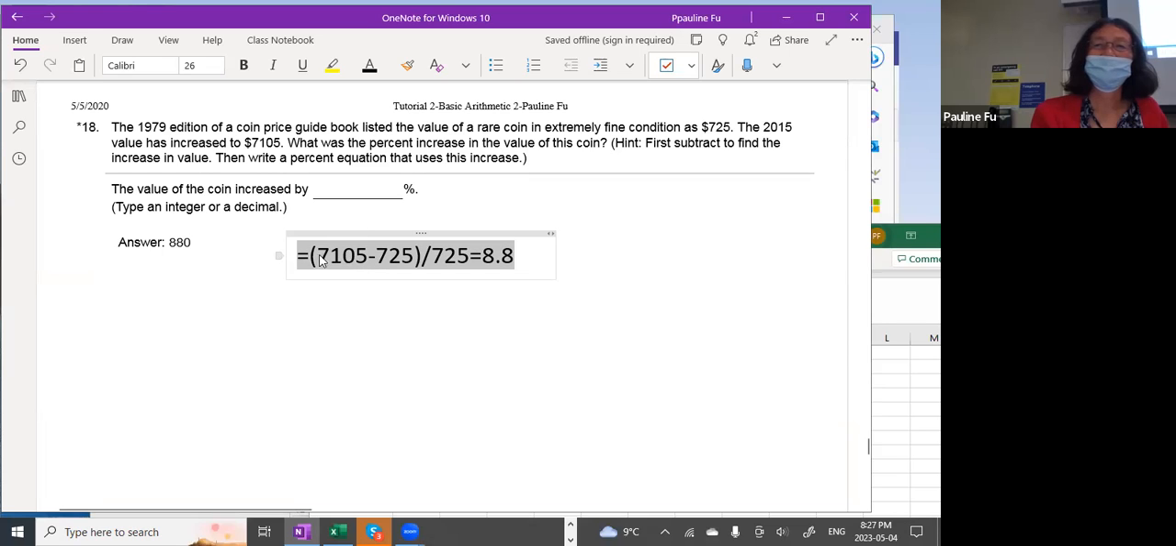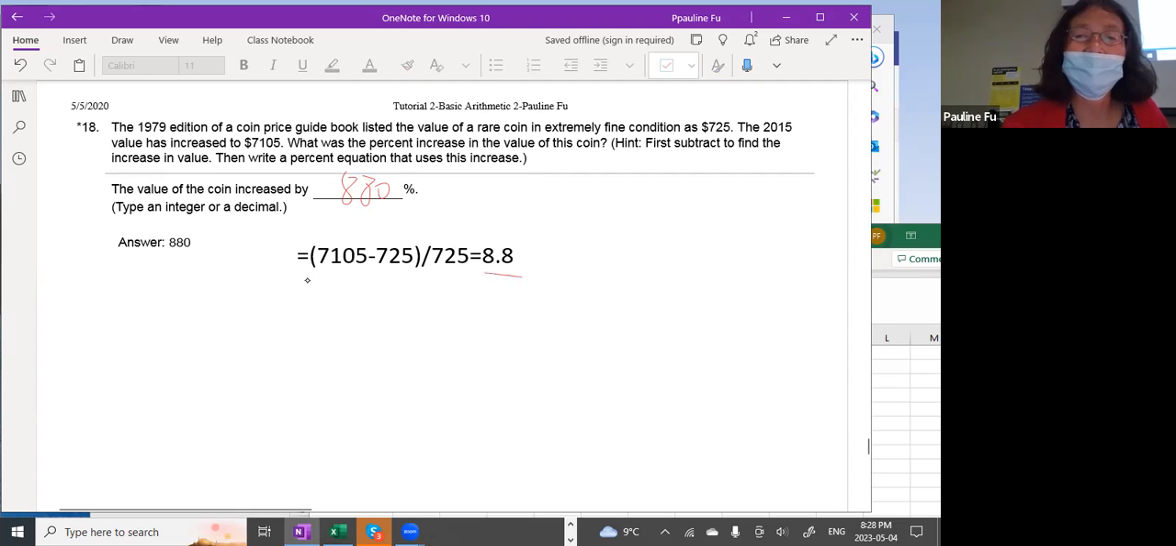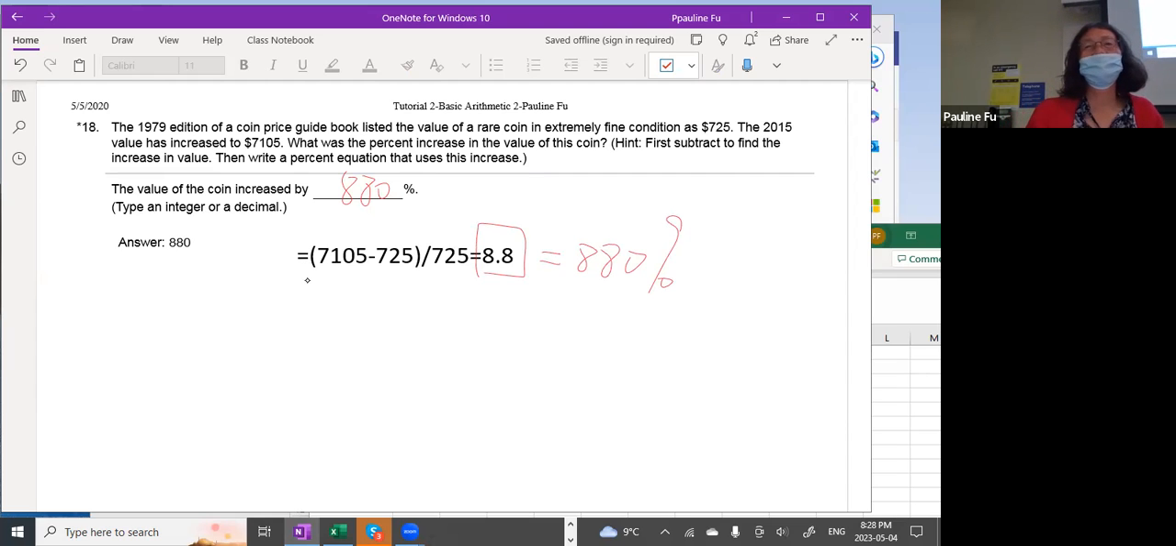So you use 7,105 minus 725. The result divided by 725, you get 8.8. But the question asks you percent. So what is 8.8 in percent? Yeah, 880%. It says 4 in decimal, so would that be 1 decimal point? Without decimal, because my final answer is 8.8. 8.8 is the same as 880%. There is no decimal here. Oh, okay.